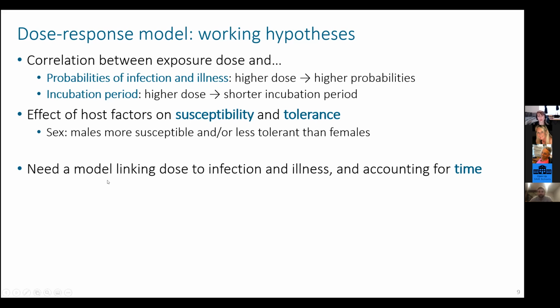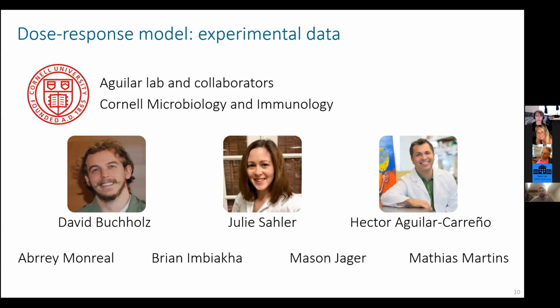One example: typically from the epidemiological data, we know that males are more likely to have severe disease. So is it because they're more susceptible and/or less tolerant than females to SARS-CoV-2? And so to link all this together, we need a model that accounts for both the infection and the illness process and time, like on a temporal scale.